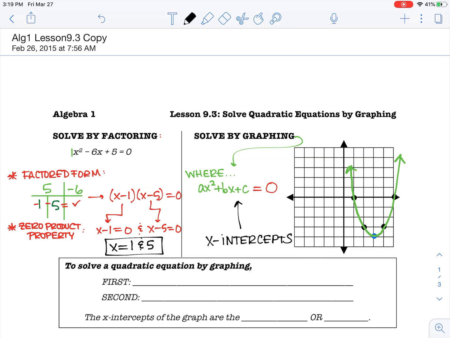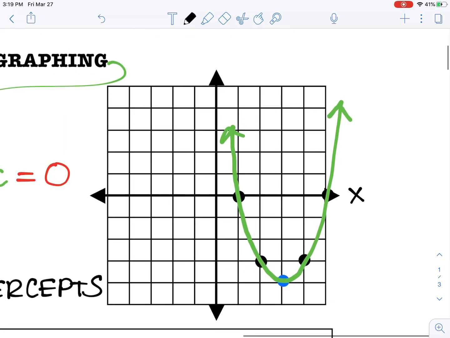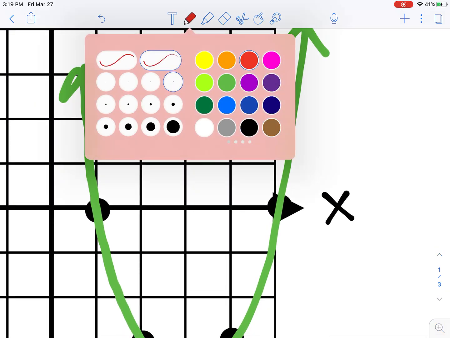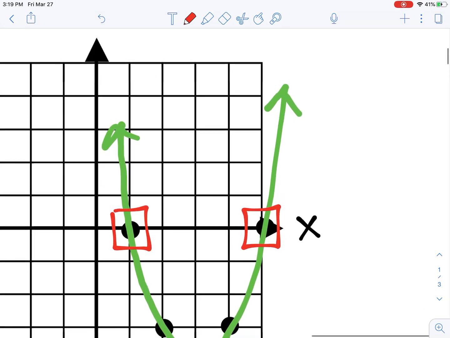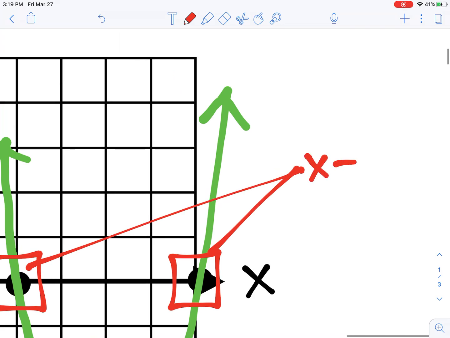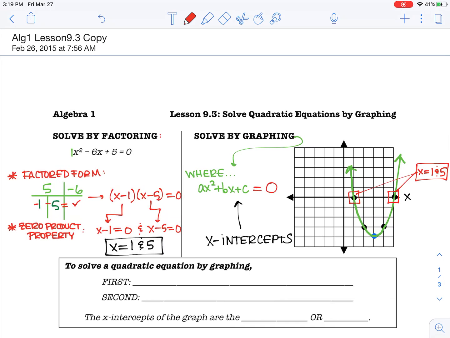So, if you look here, this is the graph of the same thing we just solved with factoring, y equals x squared minus 6x plus 5. If we go to where it crosses our x-axis, so as a reminder, our x-axis is our horizontal axis. If we look at where it crosses at 1 and 5, which matches the solution we just got when solving by factoring, meaning multiple methods to accomplish the same end game.